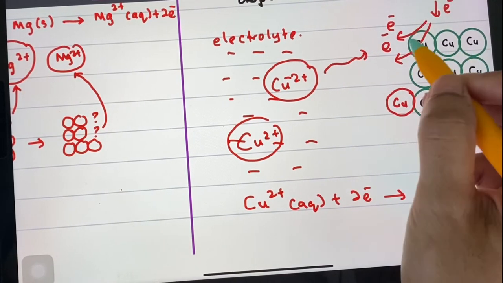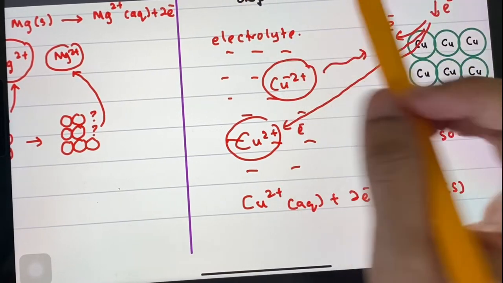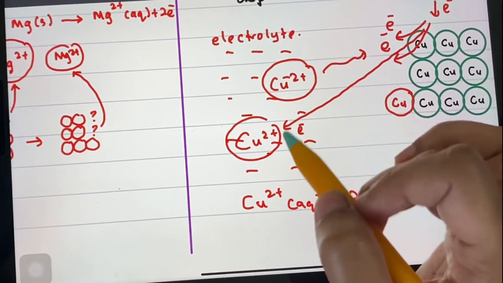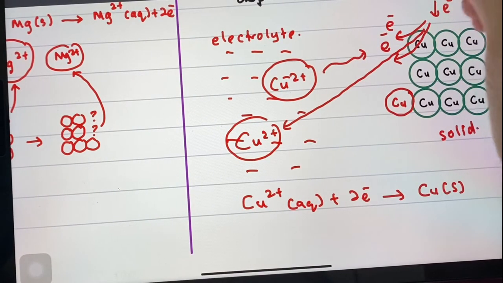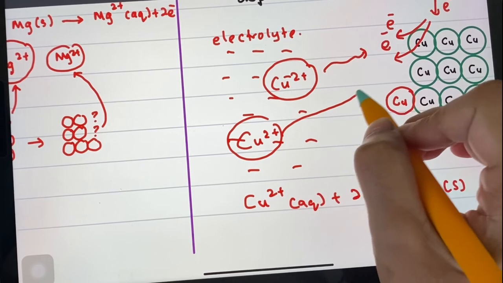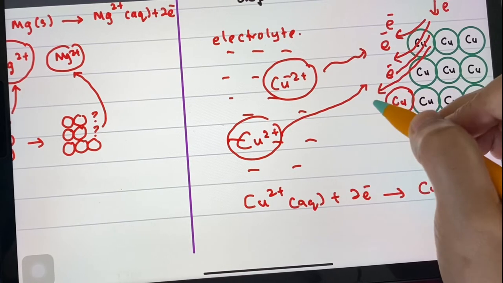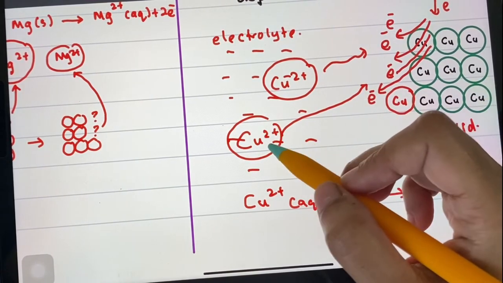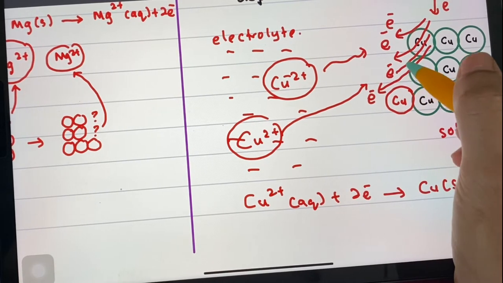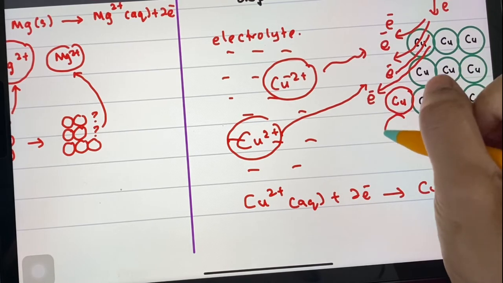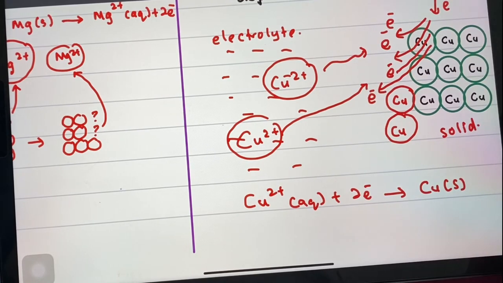So let's say another electron comes. The electron will not go into the electrolyte; the copper 2+ ion will come here. So what happened is that our copper 2+ will get electrons here. Another electron comes, and once our copper 2+ ion combines with these two electrons, it will form another solid copper. Okay, do you get it?